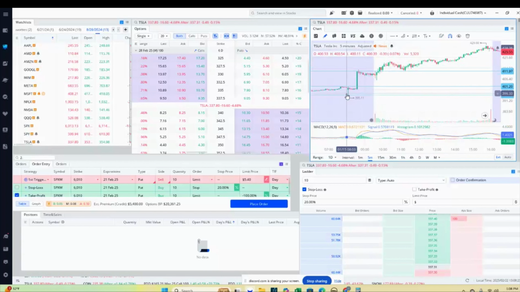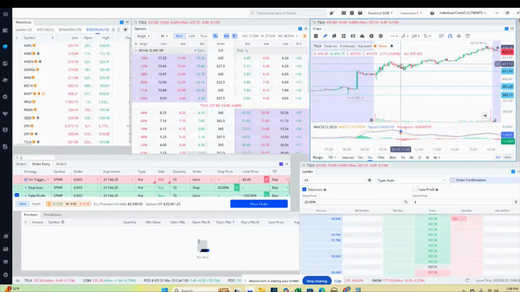So if you have a situation where the opening price is way above or way below where this candle is here, you want to make sure that it actually takes out the high or takes out the low of that first print.